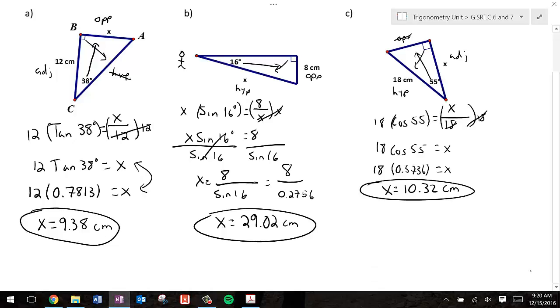Okay, welcome back. So if you notice in letter B, we were given our opposite side of 8 and our hypotenuse of x. So when I set up my trigonometric ratio, I had the sine of 16 degrees equals 8 over x. We would do the same process.